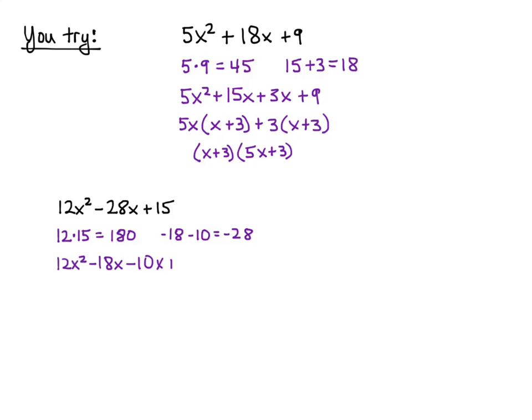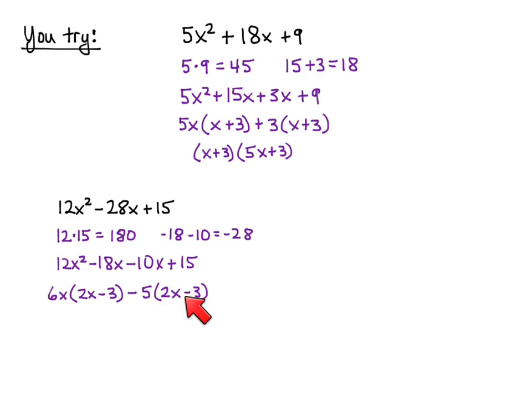Writing that as 12x squared minus 18x minus 10x plus 15. Factor out 6x from the first two and factor out a negative 5 from the second two. Now here's where it takes a little bit of insight to see that when you factor out the negative 5, you're going to get 2x minus 3.